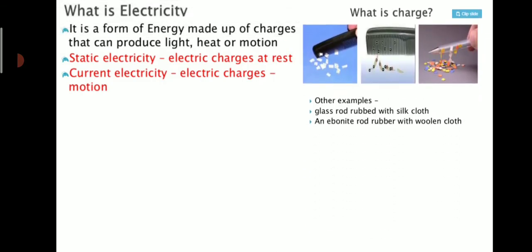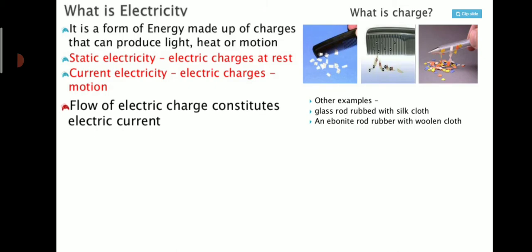So what is a charge? The examples are here in front of you in this picture. A glass rod rubbed with a silk cloth, then you will feel the existence of a charge. And an ebonite rod rubbed with a woolen cloth, again you can see the effect or the product that is produced, that is called a charge. You can feel the charge. So flow of electric charge constitutes electric current.